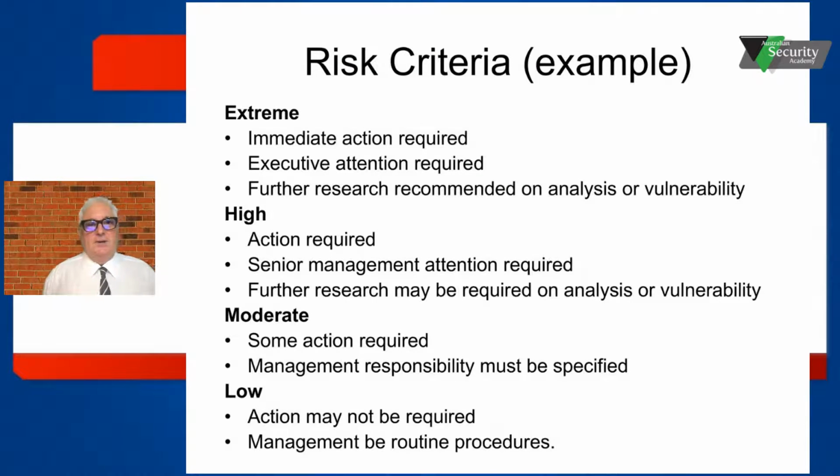Here's some risk criteria in an example. An extreme risk. Immediate action will be required. Executive attention required. Further research recommended on analysis or vulnerability. Now, that's your COVID-19 response federally. Stay at home, we'll pay you, with JobKeeper, don't spread it. That was an extreme risk.